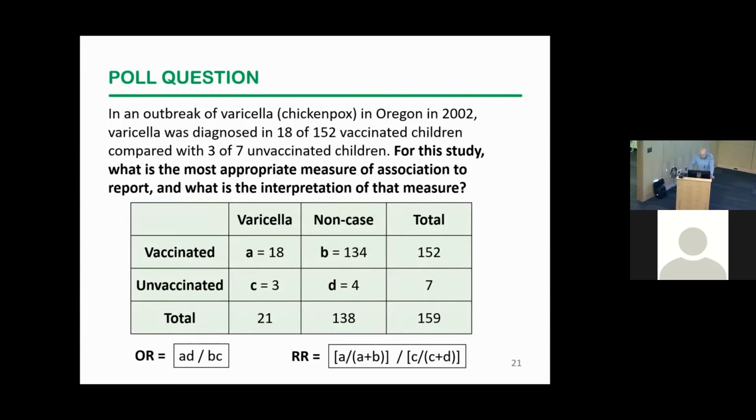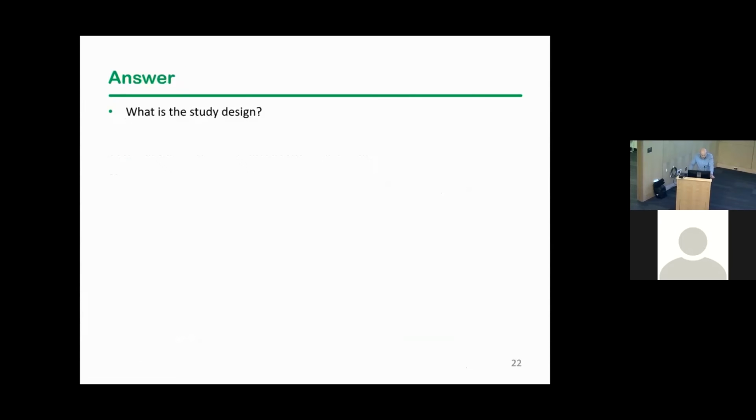My intention for this question, maybe I'll make it better for next year, was we're thinking about cohort studies here, where we start, oh, go ahead.